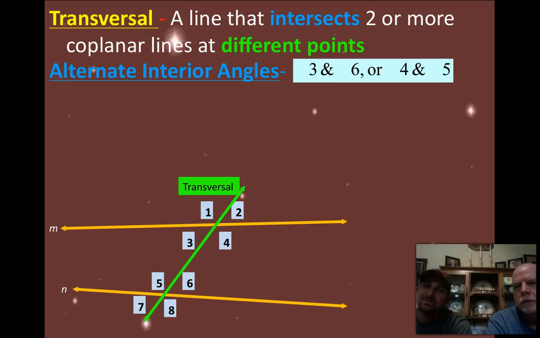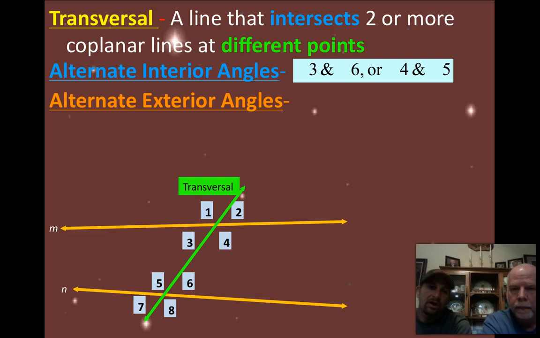Okay, gotcha. So angle 3 and angle 6 and angle 4 and angle 5, just as Mr. Bigelow said. All right. Now, compare that name to the next one here. Want to run with that one? All right, so alternate exterior, guys, is almost the same thing.